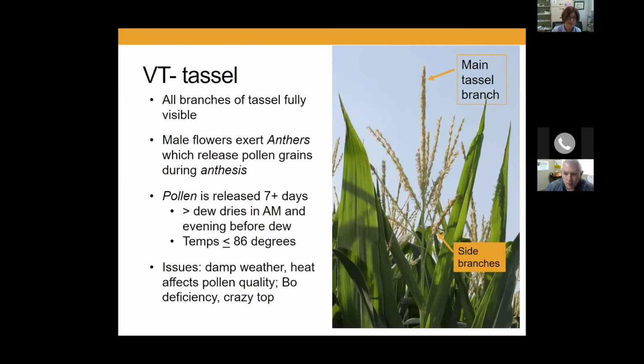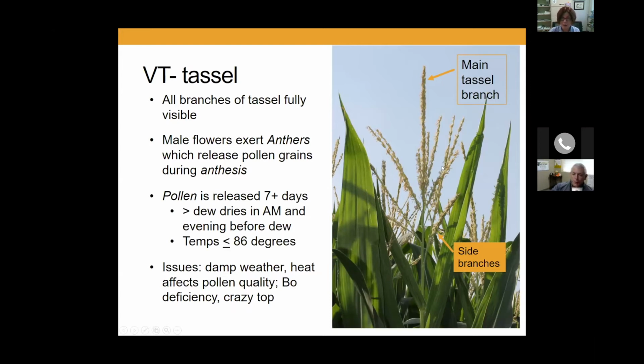So I'm going to start out with tasseling and make a few comments there. Tassels basically produce pollen, so they contain the male flowers. When corn is at VT, or tassel, it means that the tassel has emerged through the leaves, and all the branches are visible on at least 50% of the plants in the field. If you look at the tassel structure, you've got the main tassel branch, and then several side branches. When the male flowers, or anthers, release pollen, they extrude off of the tassel.